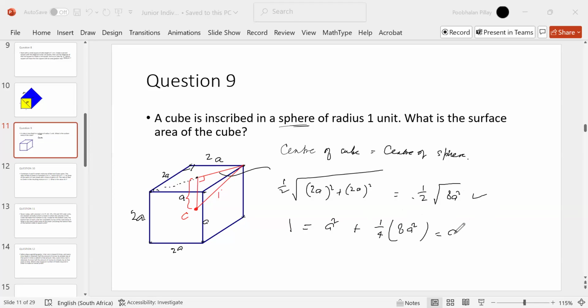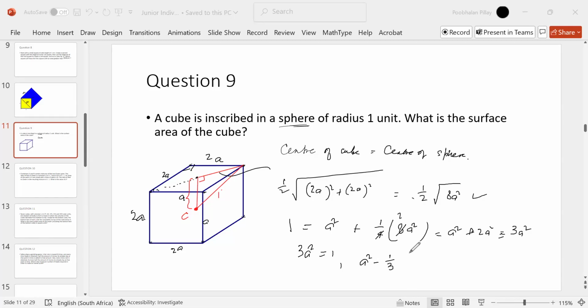So what is this now? This is A squared. 4 goes into 8 two times, so it's plus 2A squared, and that gives you 3A squared. Right. So 3A squared is equal to 1. So therefore, A squared itself is 1/3.